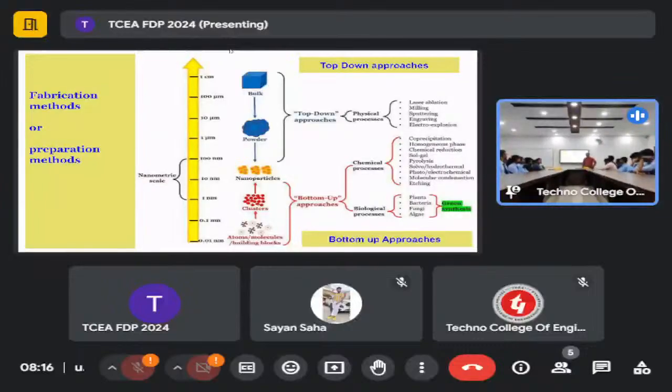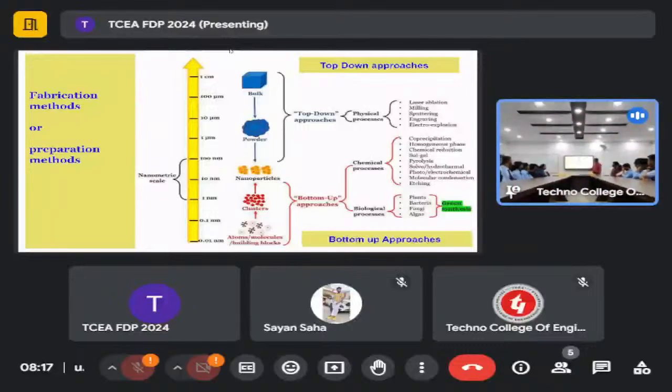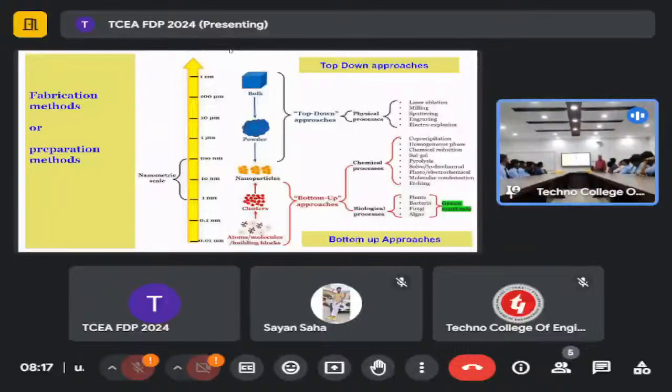Okay, I have told you about the beautiful nature of the nanoparticles and a little bit of physical properties. Now let me go to the fabrication or preparation method. How can we prepare the nanoparticles? There are two approaches. One is top-down approach, another is bottom-up approach.